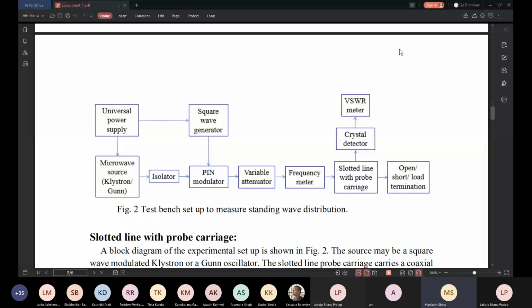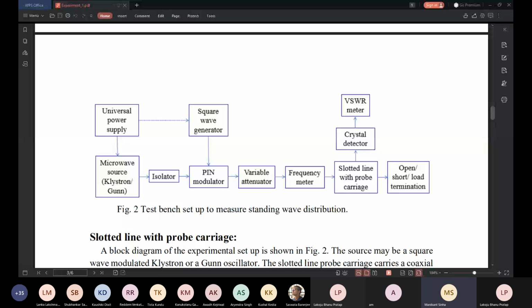Now, next to the microwave source, we have the isolator. Sir has already explained its working and how it is constructed, and that it is a unidirectional, one-way device. It will allow microwave power to go from the microwave source to reach the pin modulator, but it will not allow microwave power to reach the microwave source. So this is the isolator.